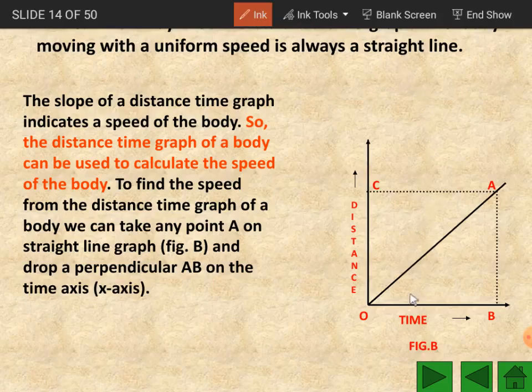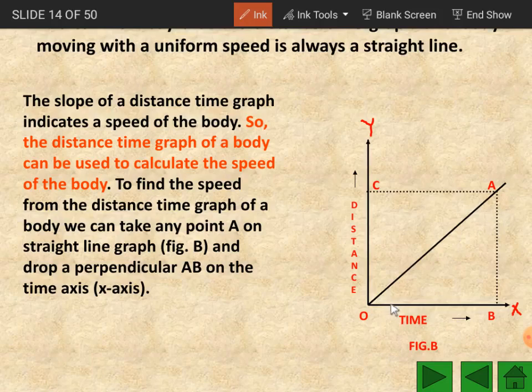Now see, this is the origin, this is the x-axis, and this is your y-axis. I have told you that the dependent quantity, distance, will be drawn along the y-axis, and the independent variable, time, will be drawn along the x-axis. If you draw this distance-time graph for uniform motion, the graph would come out like this.